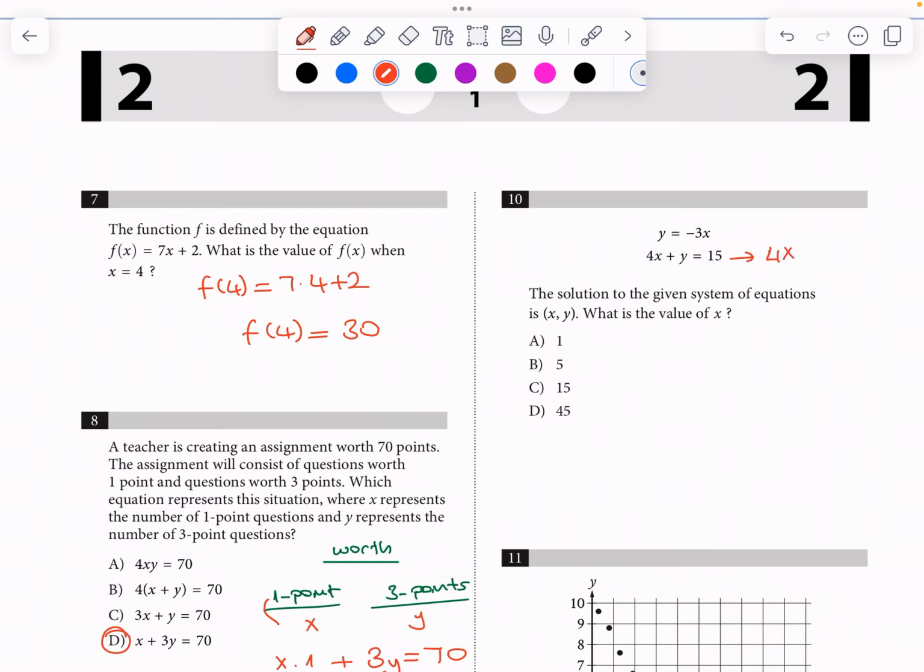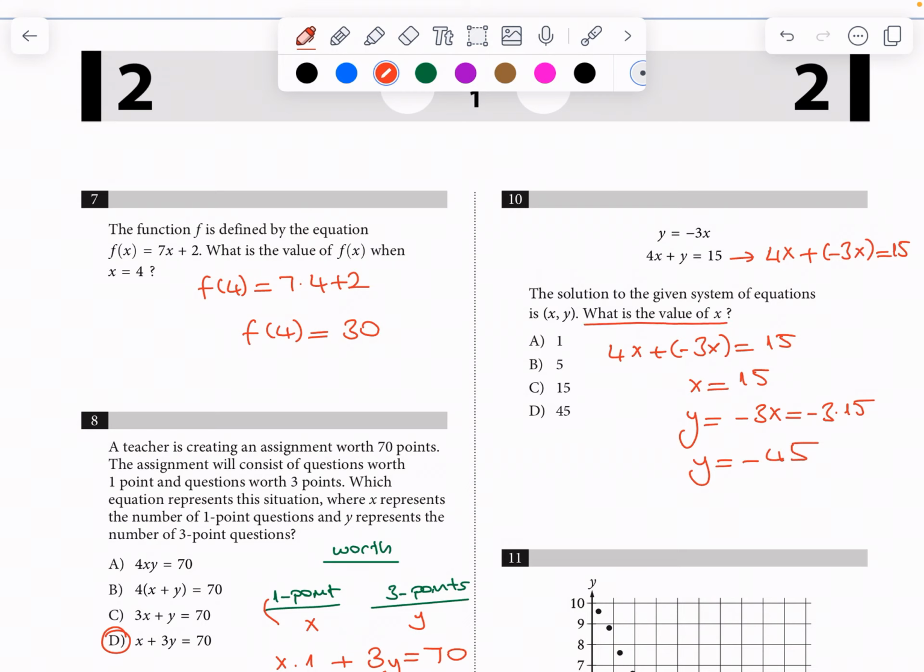So I'll use the second equation. 4x plus y, which is negative 3x, is equal to 15. So let me rewrite it here. 4x plus negative 3x is equal to 15. So 4x plus negative 3x makes x. x is equal to 15. We can find out the y using the first equation. So y is equal to negative 3x, which means negative 3 times 15. y is equal to negative 45. Okay, so what do we need to find out? We need to find out the value of x, which is 15. Here we have it. Answer choice C is the correct answer.